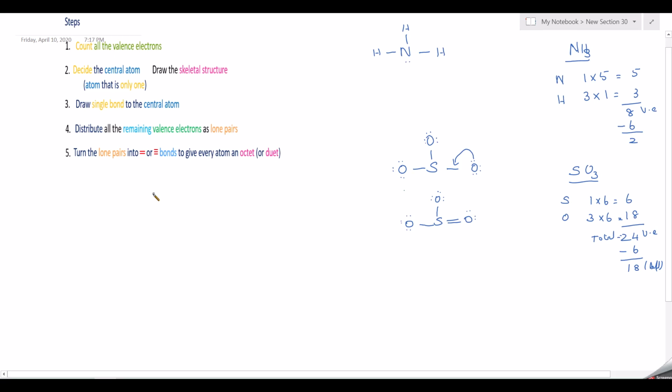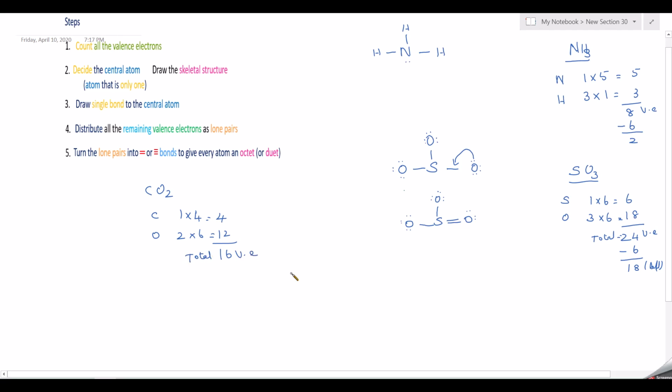Next you will take carbon dioxide, CO2. So you have carbon, first step you have to count the valence electrons. Only one carbon, carbon has 4 electrons in the outermost orbital, so 1 into 4, that is equal to 4. Next 2 oxygens, oxygen has 6 electrons, therefore 2 into 6, 12. So totally you have 16 valence electrons.